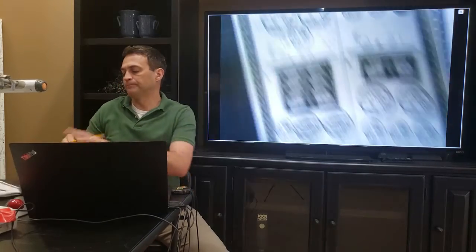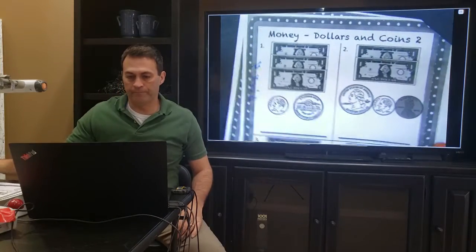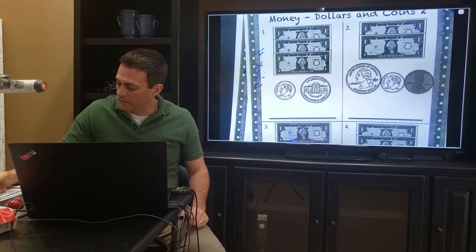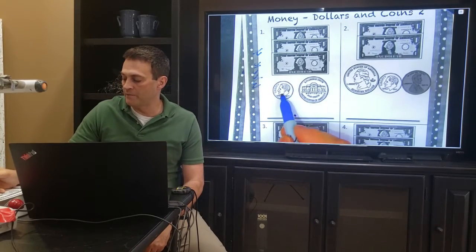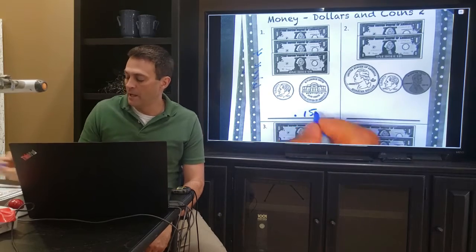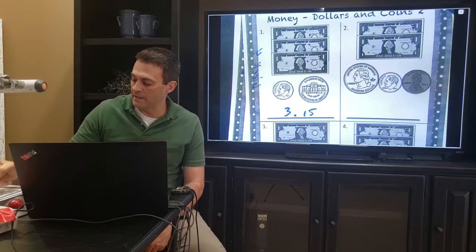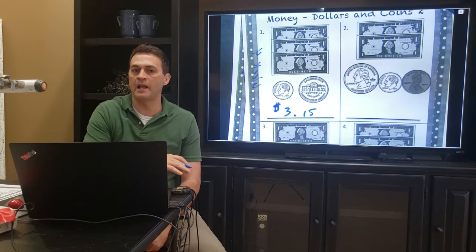All right, on the flip side. Moving on. So we put a little decimal down there. Okay, our cent sign. And we have 10 plus 5 is 15. And then we have $1, $2, $3. $3.15. Put a dollar sign. If you didn't put the dollar signs, you can go ahead and put them in now.